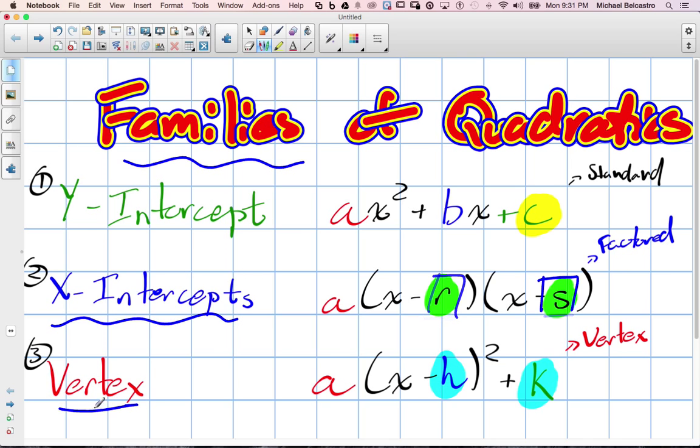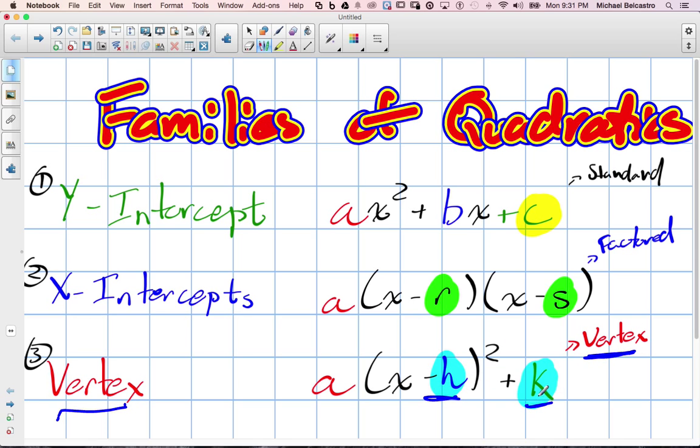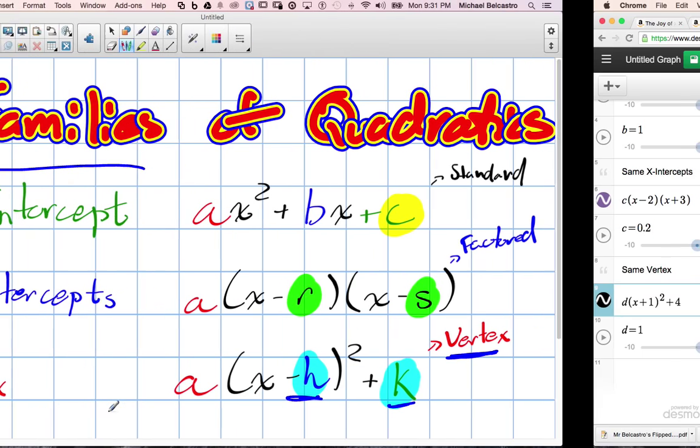And finally, the vertex of the quadratic. If several quadratics have the same vertex, and that is most easily seen in vertex form, that would be their h and k values being the same, then they're of the same family of vertex. So let's see that graphed here.